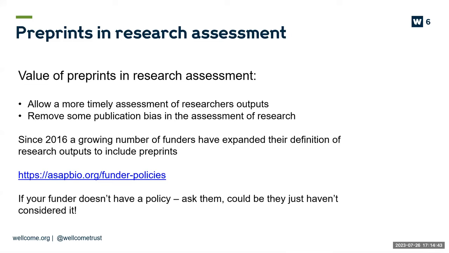ASAPbio has done some great work when it comes to advocacy and getting funders and institutions to use preprints as part of research assessment. And their website has a great list of funders that include or have policies around the use of preprints in terms of research applications, but also end of grant reporting. And I would make a plea here to do look at what your funders' policies are. But equally, if you can't find a policy on preprints, or if you're not sure whether preprints are an eligible output, ask them, because there's a strong chance it could just be that they haven't considered it, or maybe they thought that their current definition of how you can cite research included preprints, but to you it's not clear, and maybe it just needs spelling out.